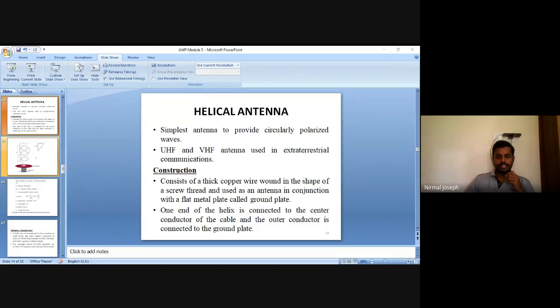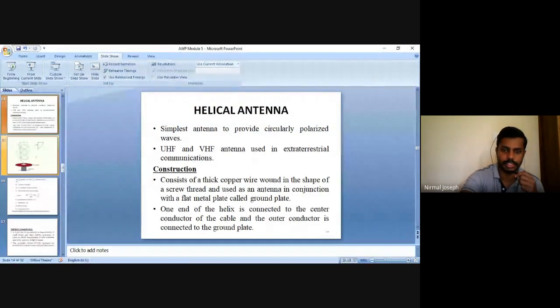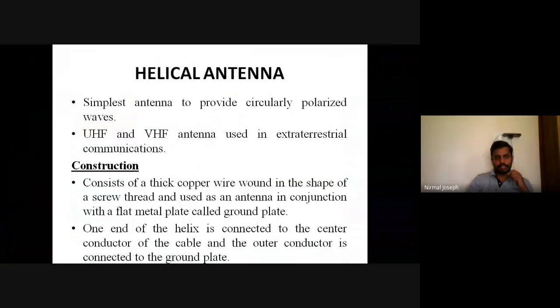This helical antenna is producing circularly polarized waves. The polarization of waves will be circular polarization, and it will be the simplest form of antenna to provide these circularly polarized waves. So that is the basic thing you should understand about helical antenna. Simplest antenna to provide circularly polarized waves.